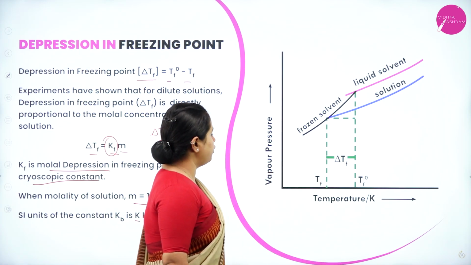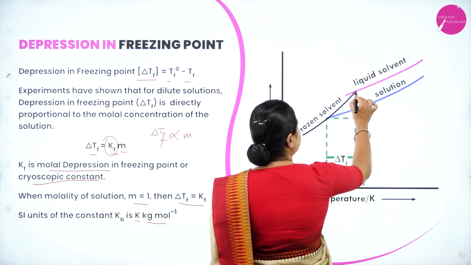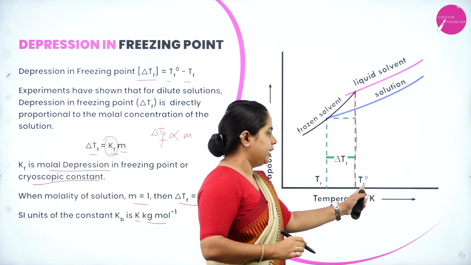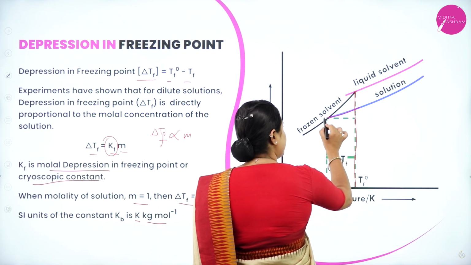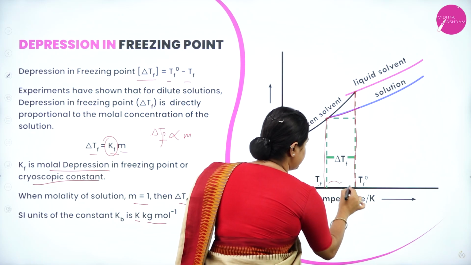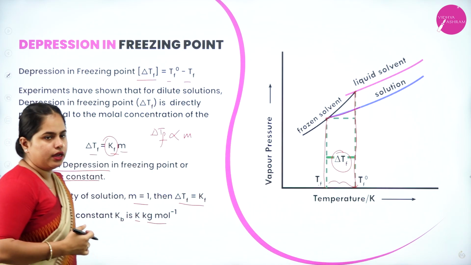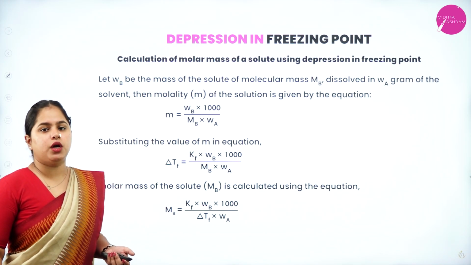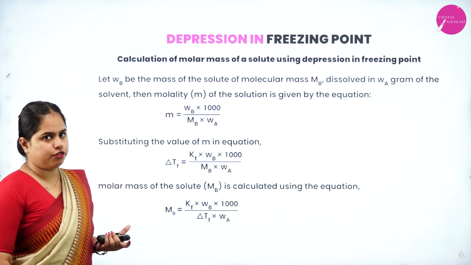So here in the graph you can see the vapor pressure versus temperature graph again. For the pure solvent you can see the temperature at which it freezes is Tf naught. Right, you have this, and for the solution you can find it, it will be here. So this is your Tf. This difference will give you delta Tf, which is the depression in freezing point. Right, so now let's derive the equation to find out the molar mass of the solute using the depression in freezing point.